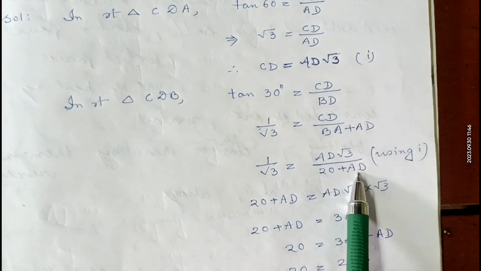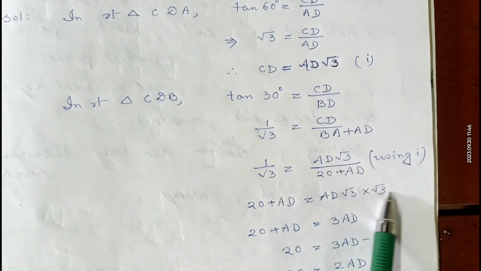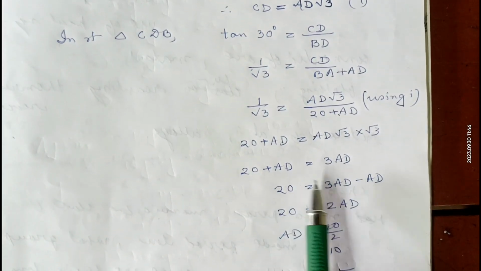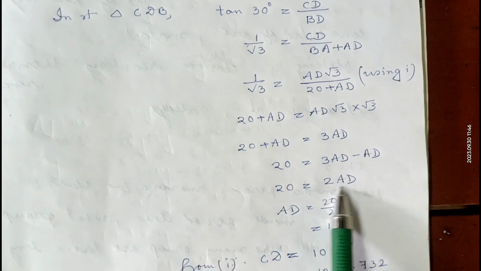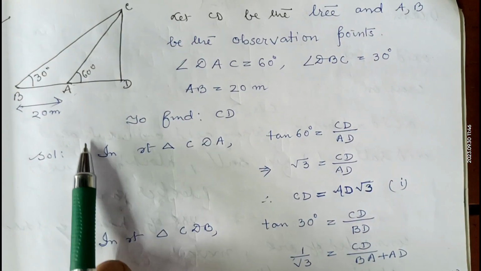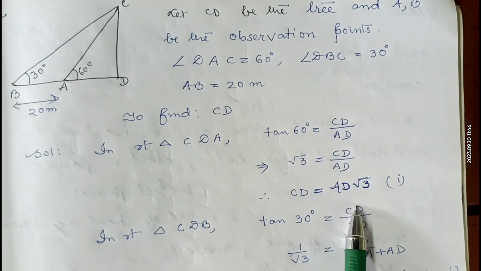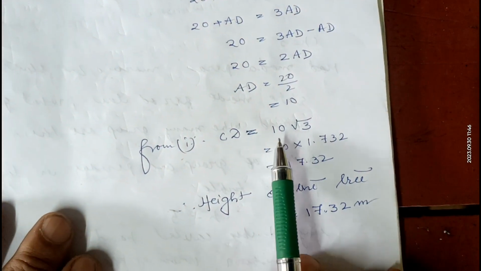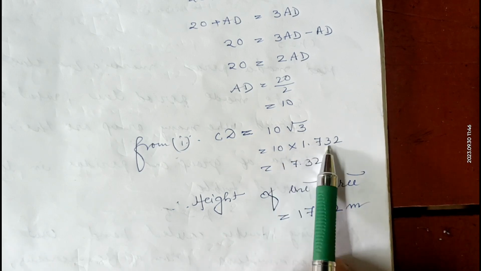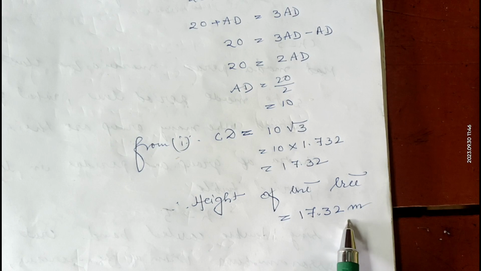AB is 20, by AD. If I cross multiply, 20 plus AD equal to AD root 3 into root 3. So 20 plus AD is 3 AD. So 20 equals to 3 AD minus AD. 20 equal to twice AD. So AD equal to 20 by 2, that is 10. Since we got AD equals to 10, now from equation 1 we can calculate CD. From equation 1 CD is AD root 3. So CD equals to 10 root 3. Root 3 is 1.732. After multiplying it will be 17.32. Therefore height of the tree is 17.32 meter.